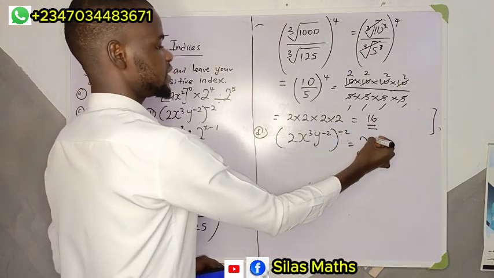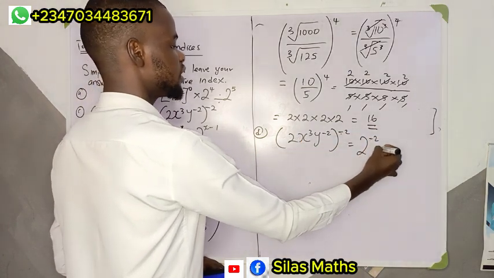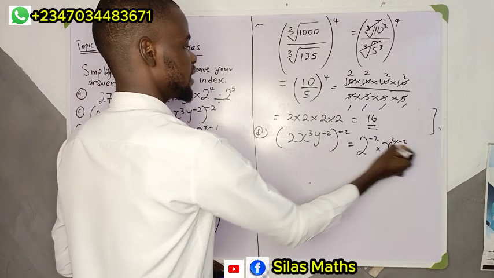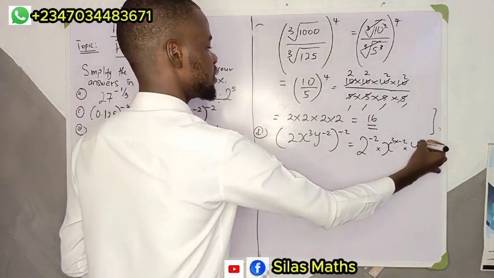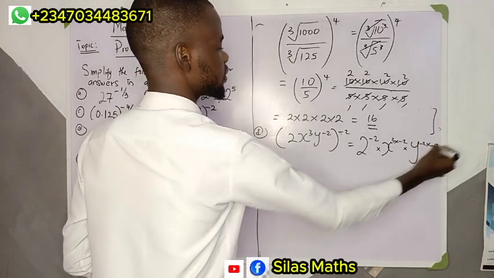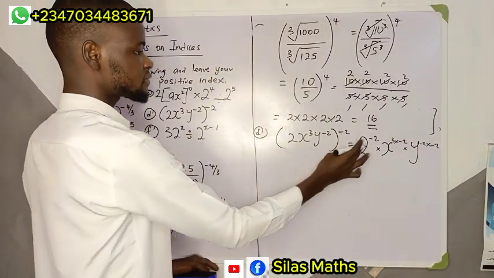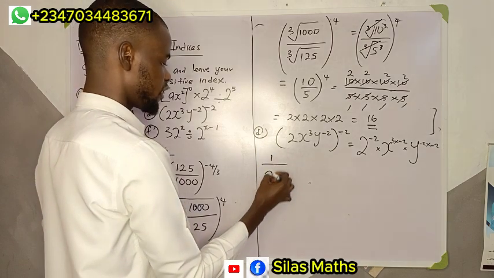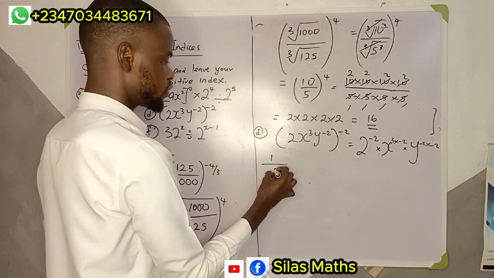So that 1 times this negative 2 will give me negative 2 times x raised to the power 3 times negative 2, then times y raised to the power negative 2 times negative 2. So that will give me what? Taking this will give me 1 over 2 to the power of 2.